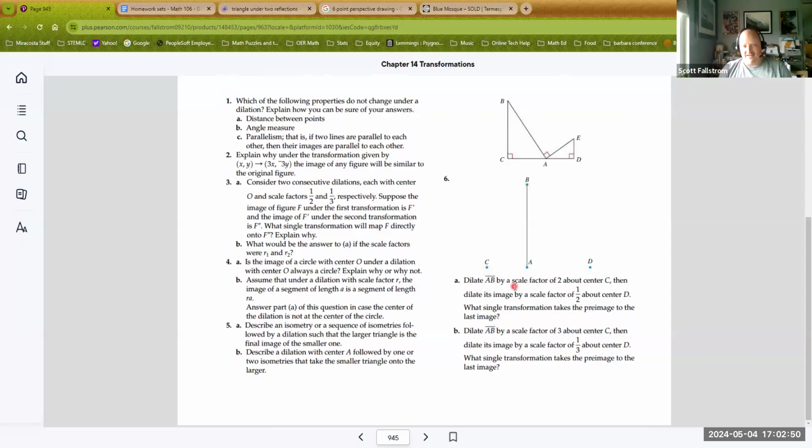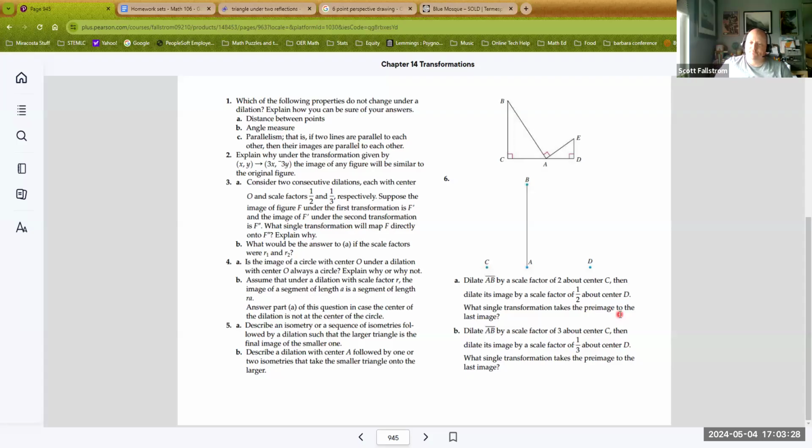So we're going to dilate AB by a scale factor of 2 about center C. Think about stretching it out, scale factor of 2. Then dilate its image by a scale factor of 1/2 about center D. So we're going to shrink it back down. What single transformation takes the pre-image, which is AB, to the last image? So remember, I doubled it, then I cut it in half. So lengthwise, it's returned. But now, where is it located? That's the thing to think about. What single transformation takes the pre-image to the last image?